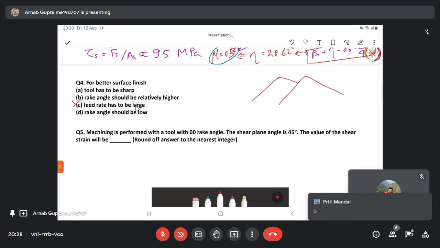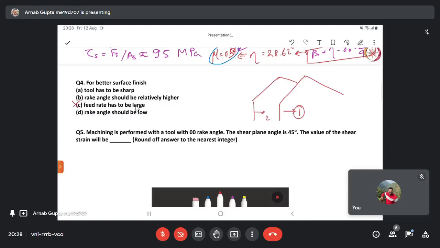Suppose this is the position of the tool at T1. This is the position of the tool at T2, like time 1 and time 2. So you have fed the tool in this direction, S0. After one revolution, this tool has moved from position 1 to position 2. So this is basically the feed rate. S0 is the distance from here to here in one revolution time span. By the time the workpiece has rotated by one revolution, the tool has moved from here to here. So that is only S0.